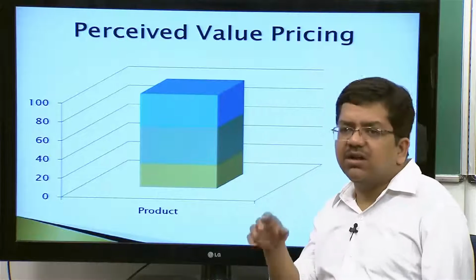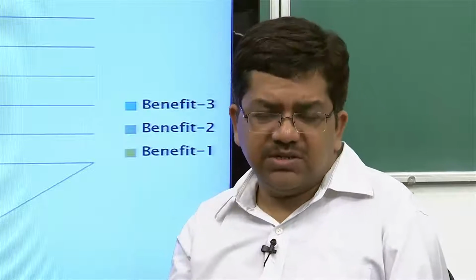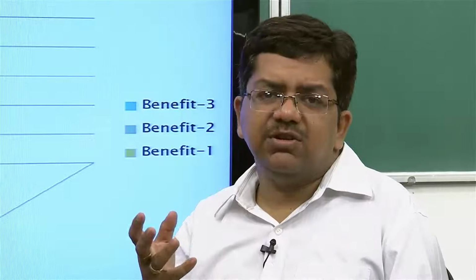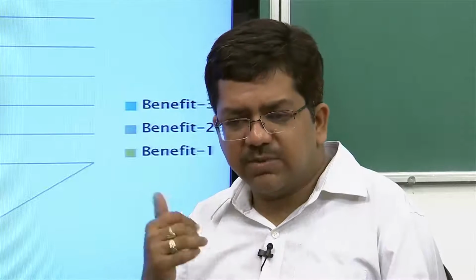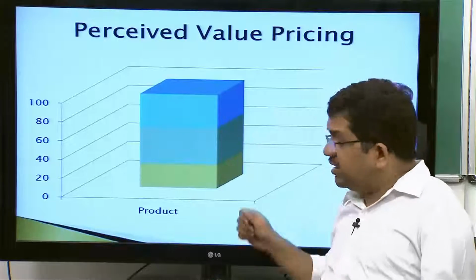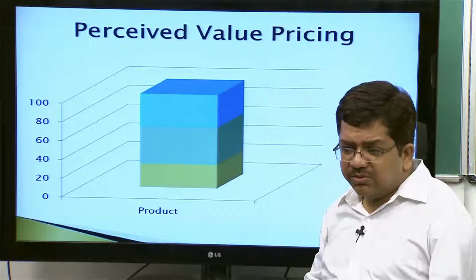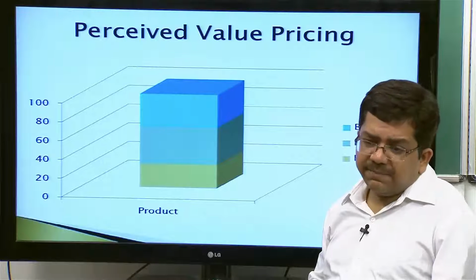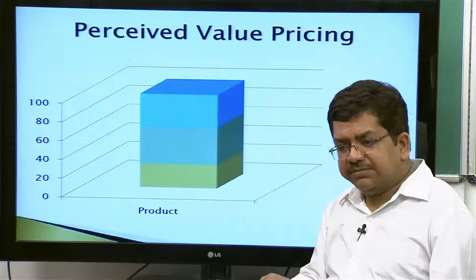If you can recall our initial session on marketing management 1, you will understand we have always talked about perceived value. So perceived value is basically your benefit minus cost, perceived benefit minus perceived cost. Now, to understand the value of a product, you need to sum all the benefits which are delivered by the product.